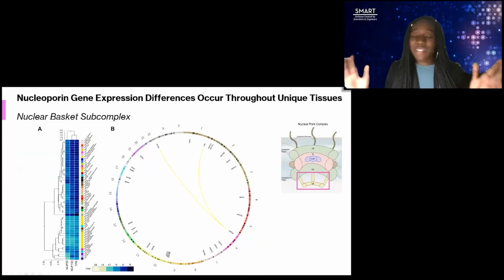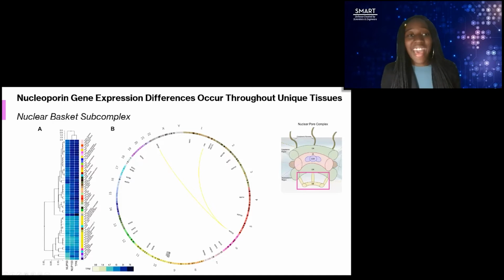So on to my results. My first result being that nucleoporin gene expression differences occur throughout unique tissue. This right here is just a completed figure of the nuclear basket subcomplex showing the heat map and the Circos plot. The nuclear basket region is also located right here, which is from the first figure on my slides, but I'd actually like to draw your attention to the heat map.